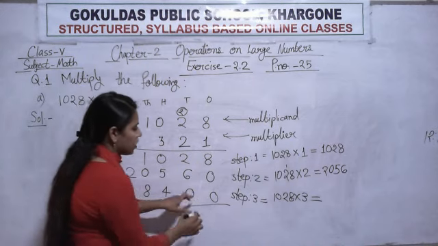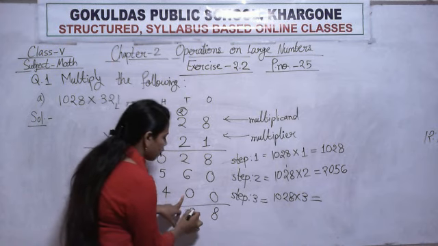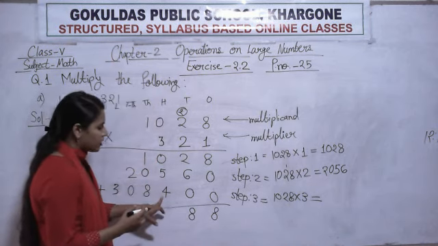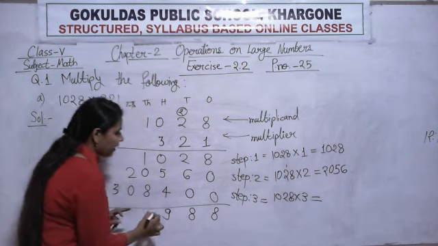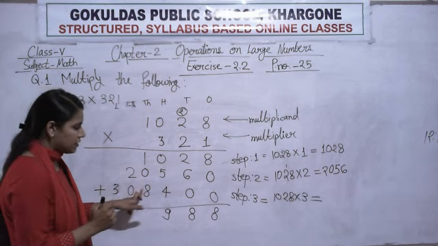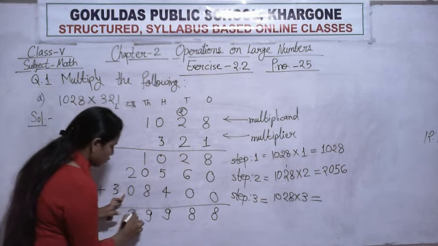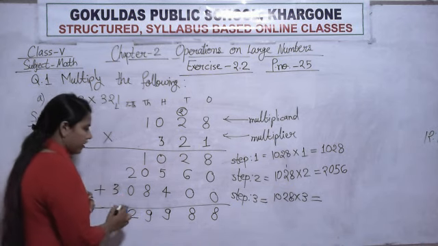8 plus 0 plus 0 is 8. 2 plus 6 is 8, plus 0 is 8. 0 plus 5 is 5. 5 plus 4 is 9. So you will write 9 over here. Now 1 plus 0 is 1. 1 plus 8 is 9. 2 plus 0 is 2. And 3 plus nothing is 3.